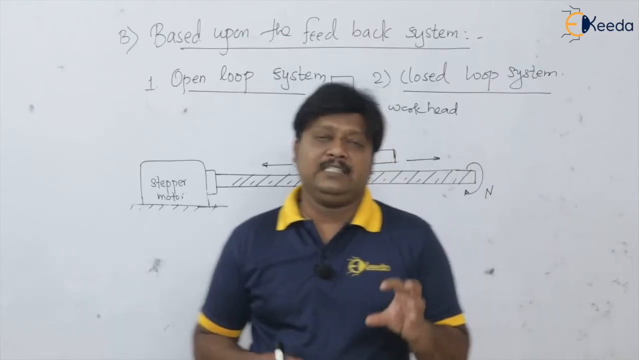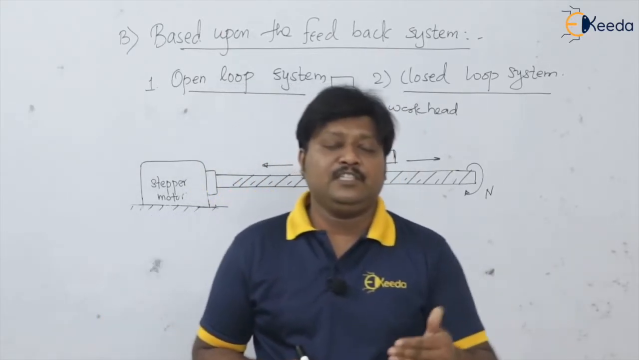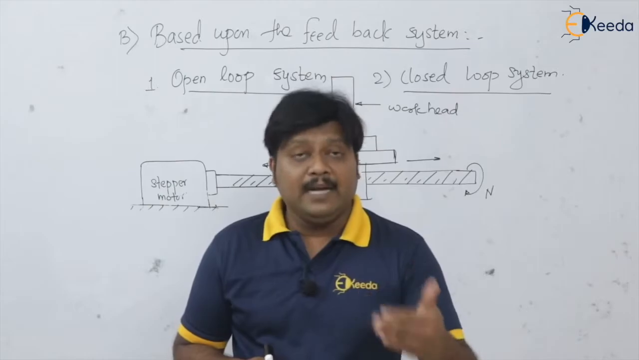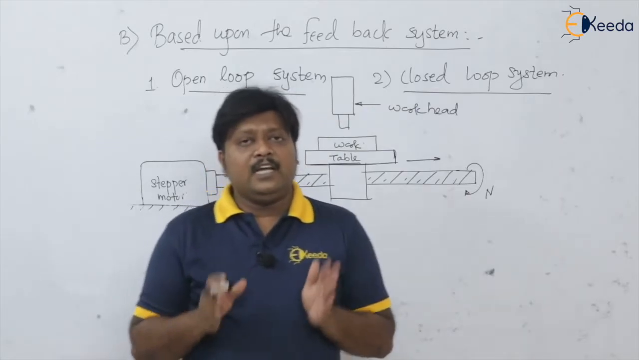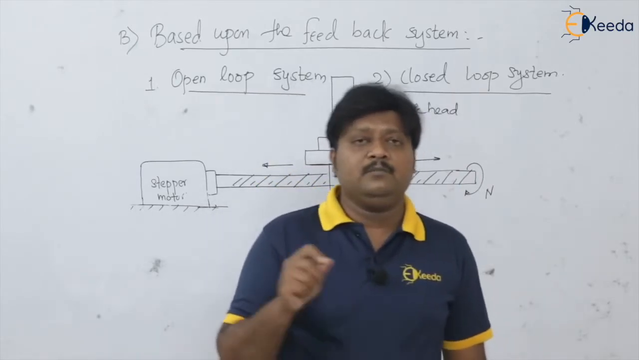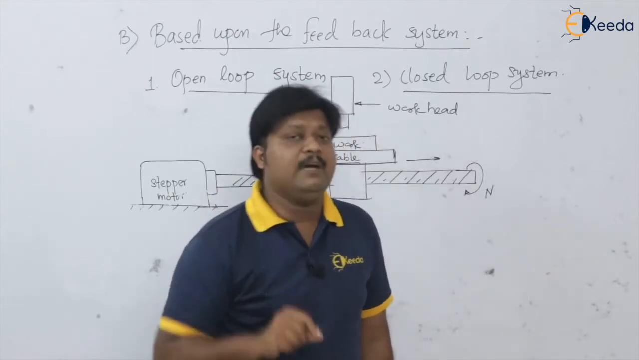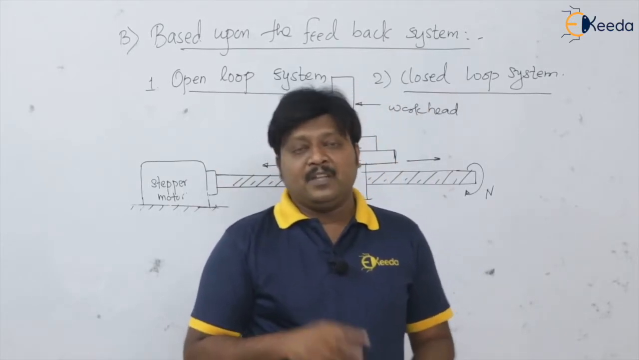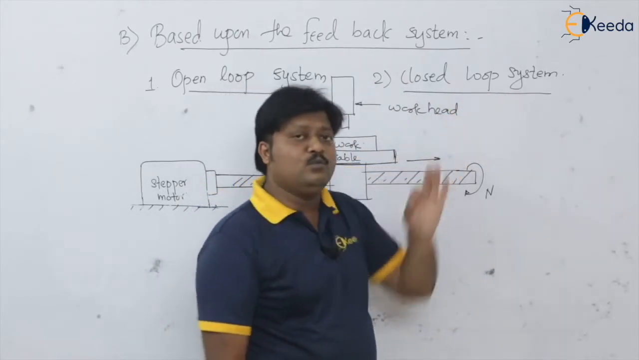Okay, so after seeing the classification of NC machines based on the control system, now we have the next classification, based upon the feedback system that is used in the NC machine tool. There are two categories in this also, one is the open loop system and another is the closed loop system. If no feedback system is used in the NC machine, it is known as the open loop system. And if a feedback system is used in the NC machine tool, it is known as the closed loop system.